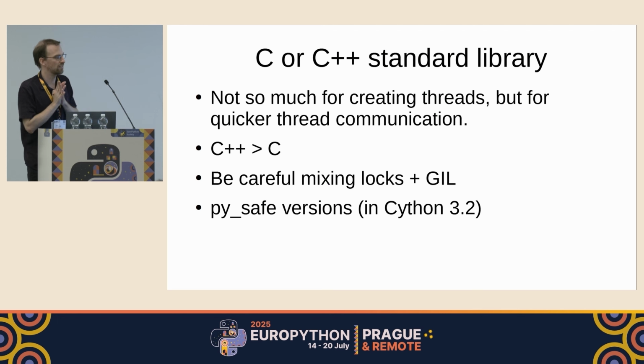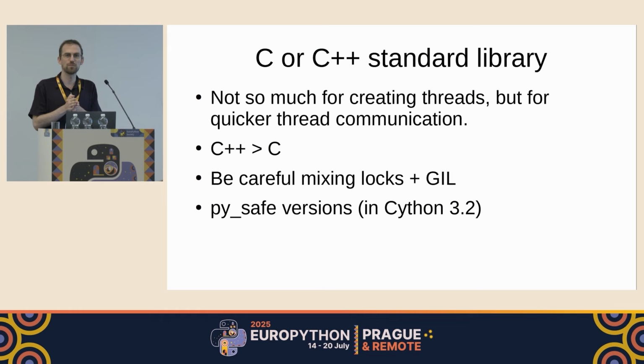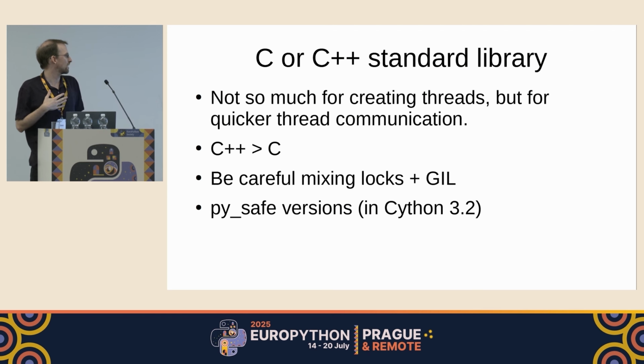The next thing I wanted to discuss, not so much for creating threads, but for communication within threads, is using the C or C++ standard library. My argument here is that the mutexes in the threading module require interaction with Python; they are just Python calls. If you want these low-level primitives, then just get them from the C or C++ standard library. Be slightly careful mixing locks and the global interpreter lock, because you can end up deadlocked there.